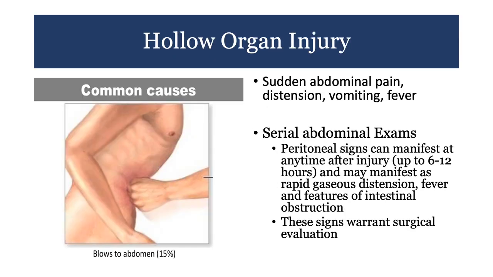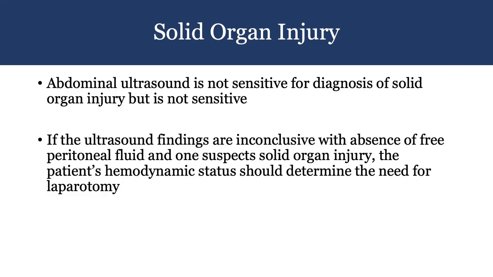Okay. For hollow organ injuries, the common causes are usually sudden blows to the abdomen, and they cause sudden abdominal pain with distension, vomiting, and fever. The abdominal scan may demonstrate peritoneal signs, and this could manifest at any one time between 6 hours to 12 hours after injury, and you could see rapidly distending gaseous abdomen, fever, and other features of intestinal obstruction. These will definitely warrant surgical evaluation.